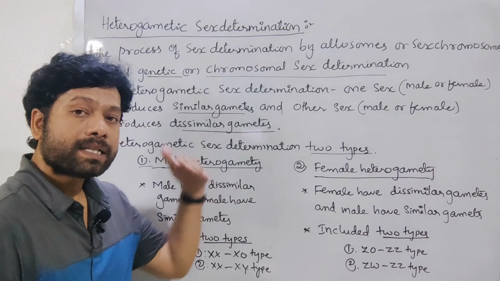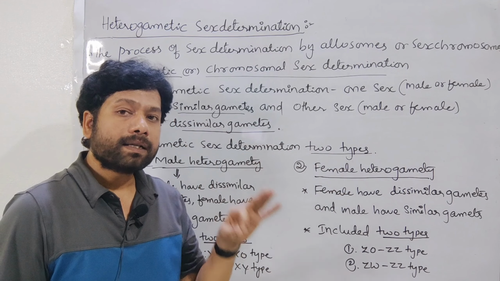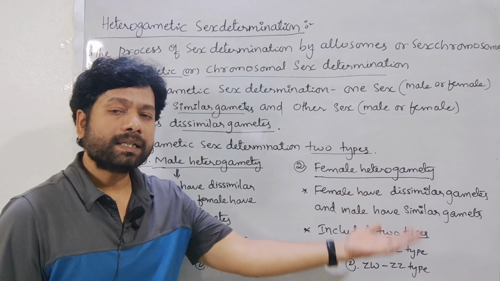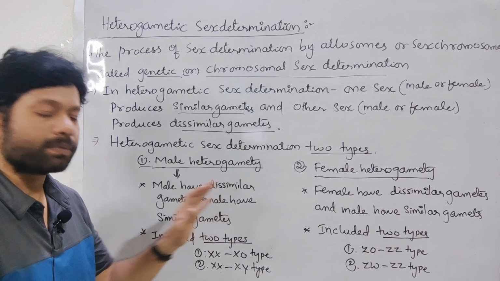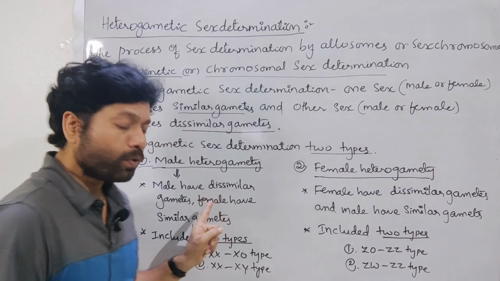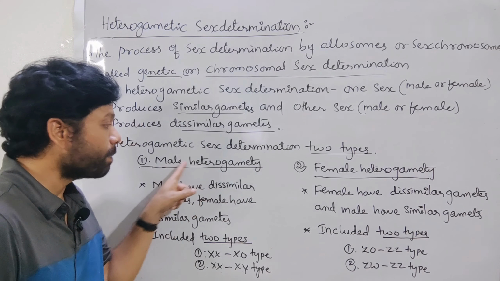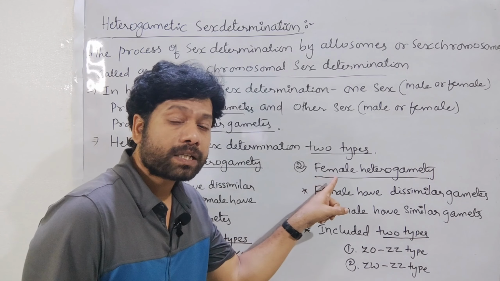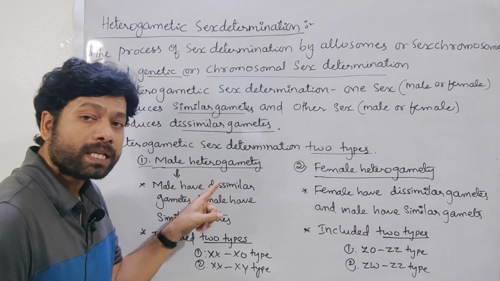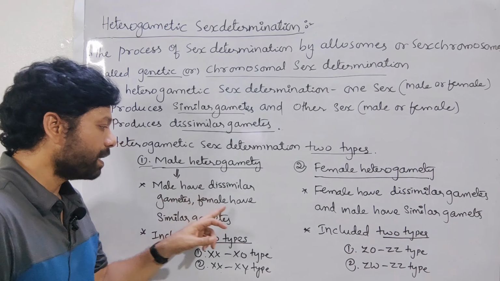But in some other animals, the male has similar gametes and the female has dissimilar gametes. That's why there are two types: male heterogamety and female heterogamety. Male heterogamety means the male has dissimilar gametes, the heterogamety, and the female has similar gametes.